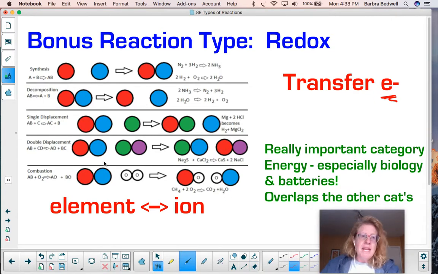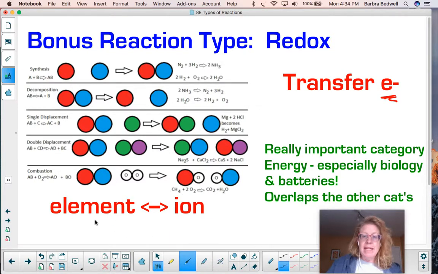So these types of reactions, synthesis, decomposition, single displacement, double displacement, combustion, a lot of these actually involve redox underneath. Again, it's not always obvious. So how do you find out if it's redox or not? The easiest way to tell if a reaction is redox or not is you want to look for an element that's changing its Facebook status, so to speak.